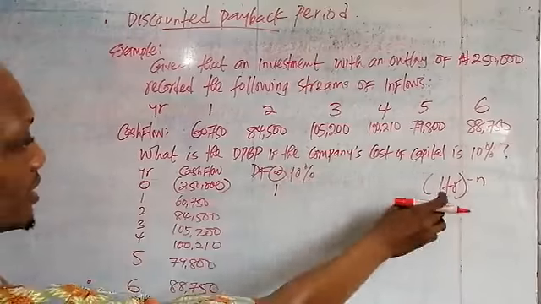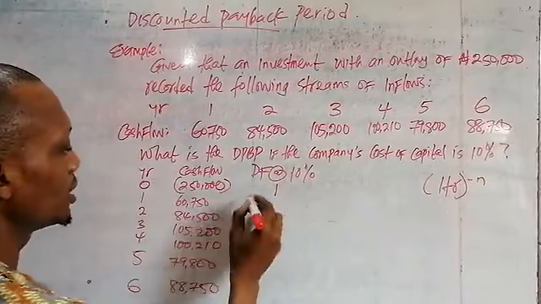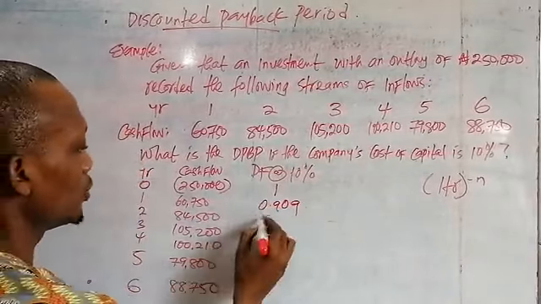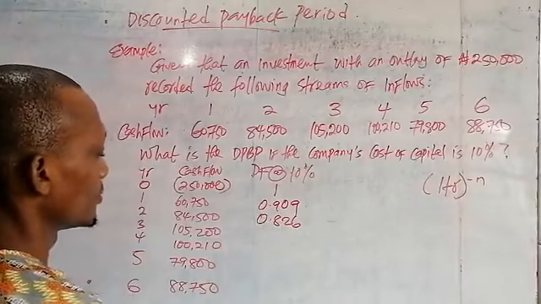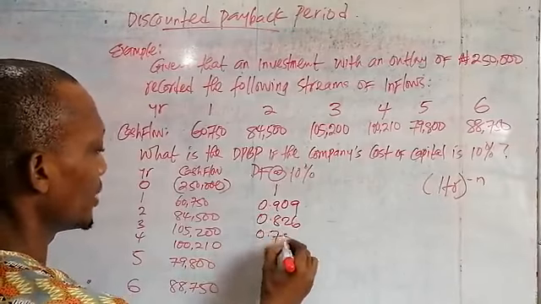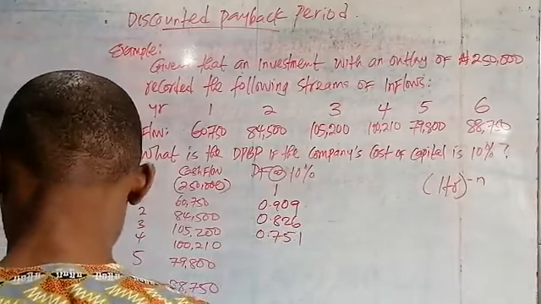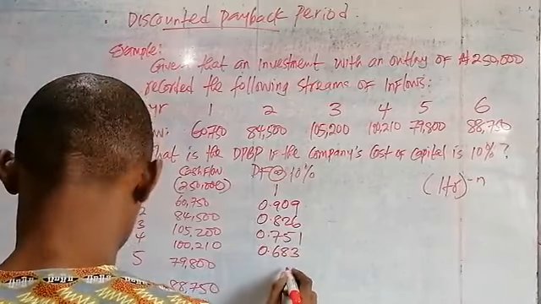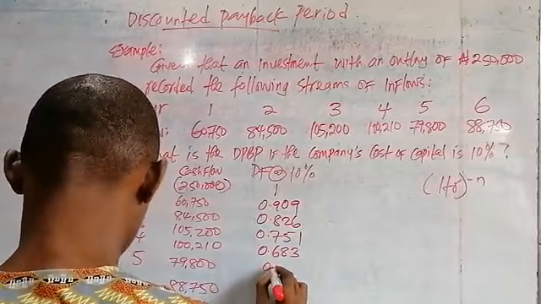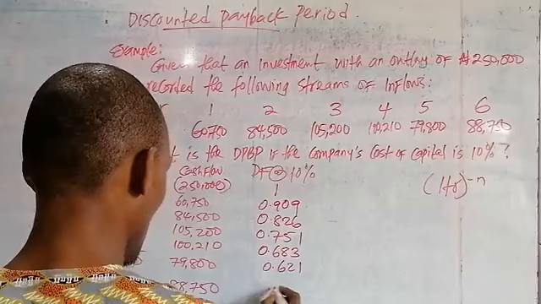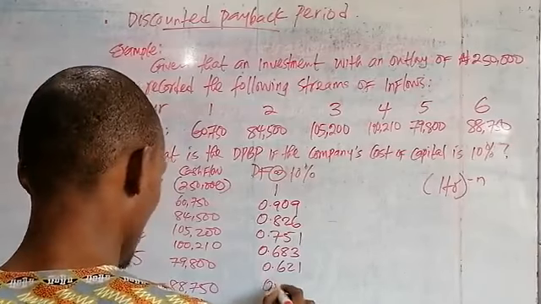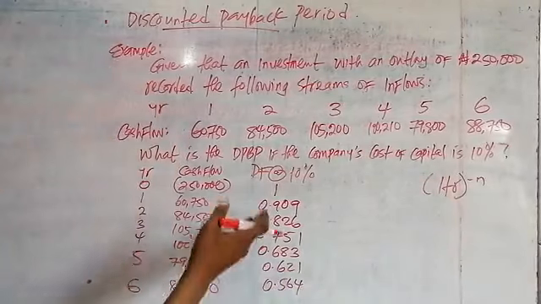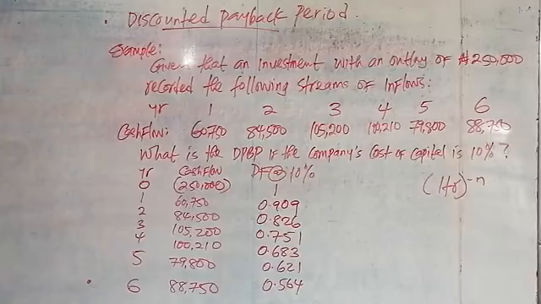Using this formula, 10% in year 1 gives us 0.909. For year 2, 0.826. For year 3, 0.751. For year 4, 0.683. For year 5, 0.621. For year 6, 0.564. I am able to do auto filling because I already know the values.